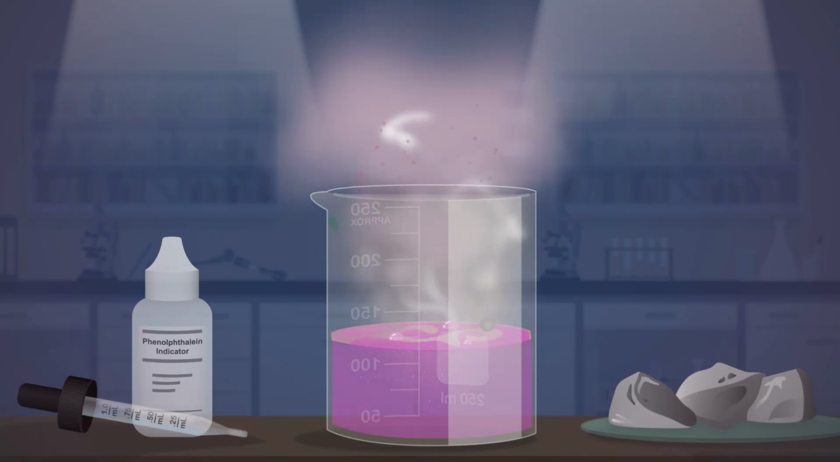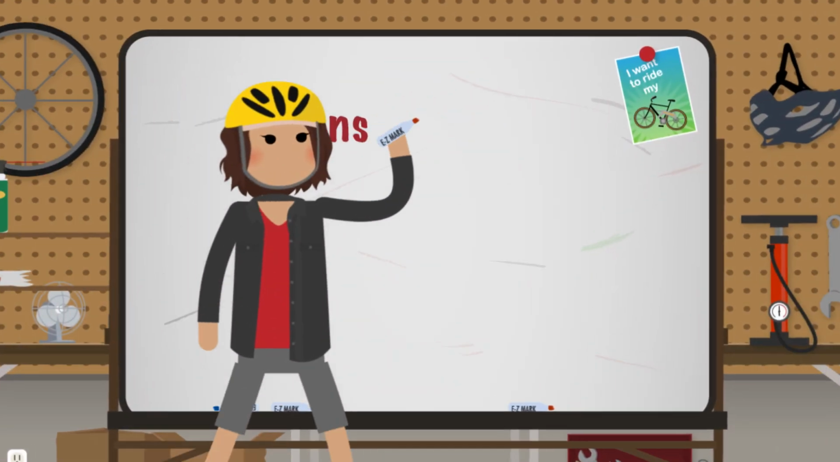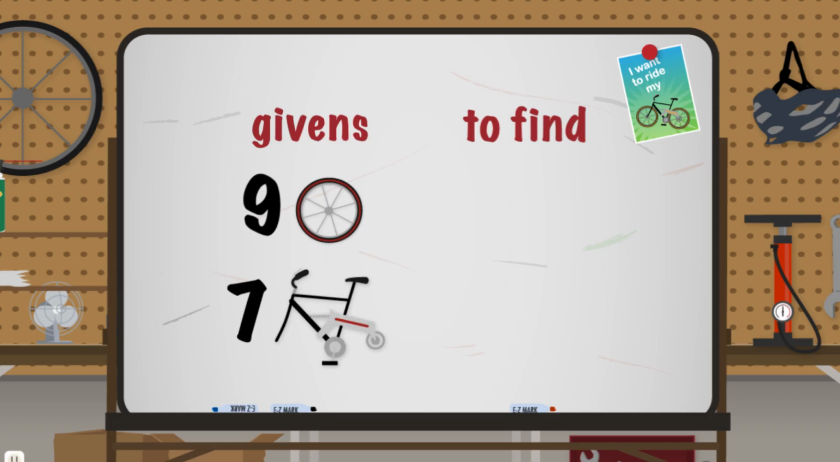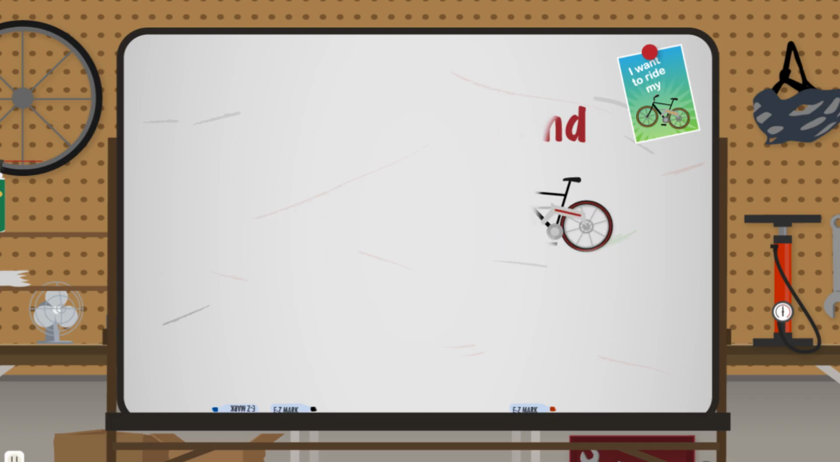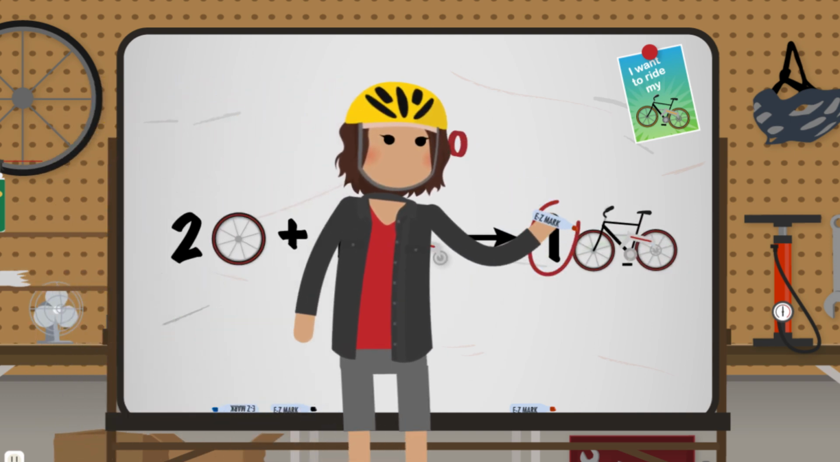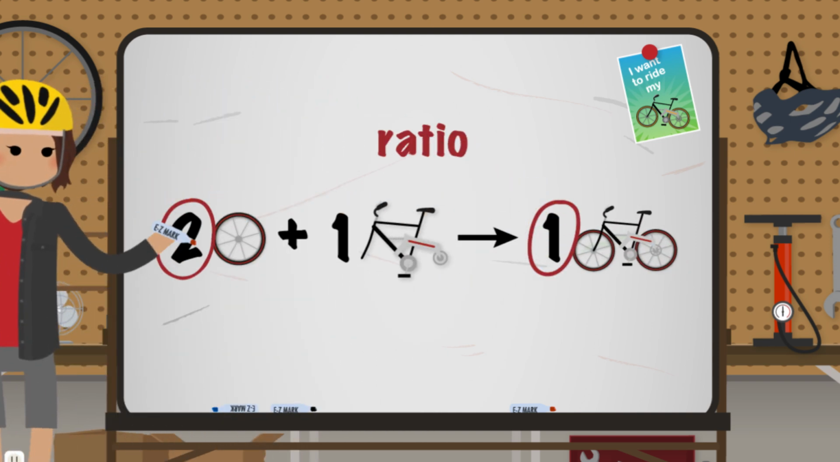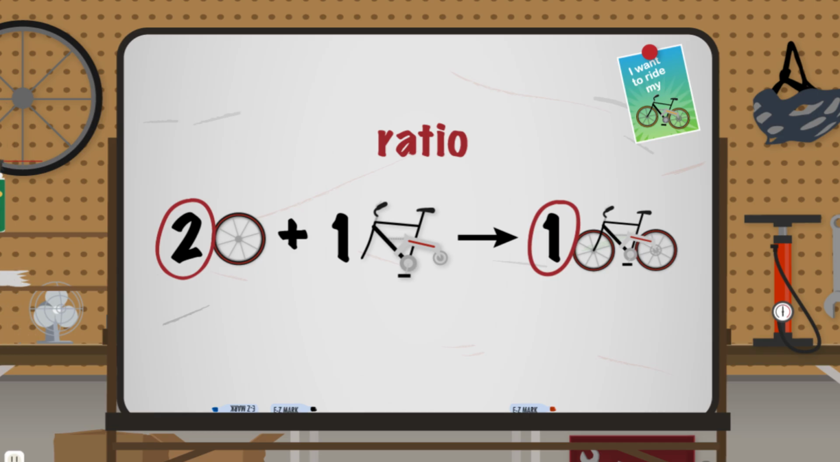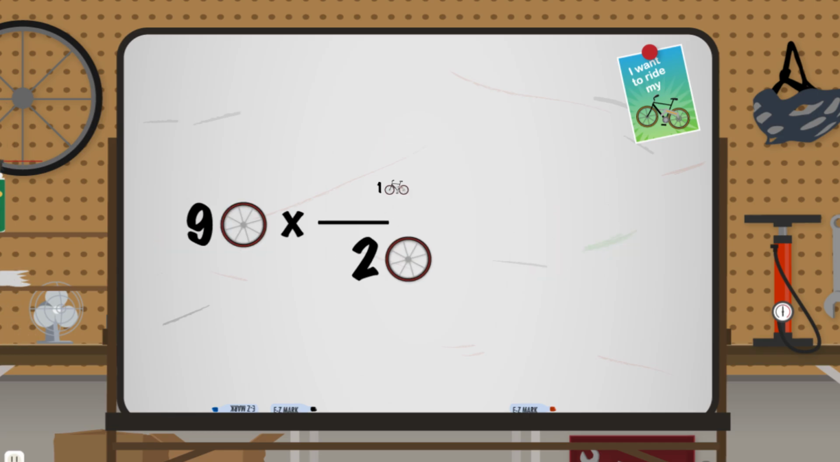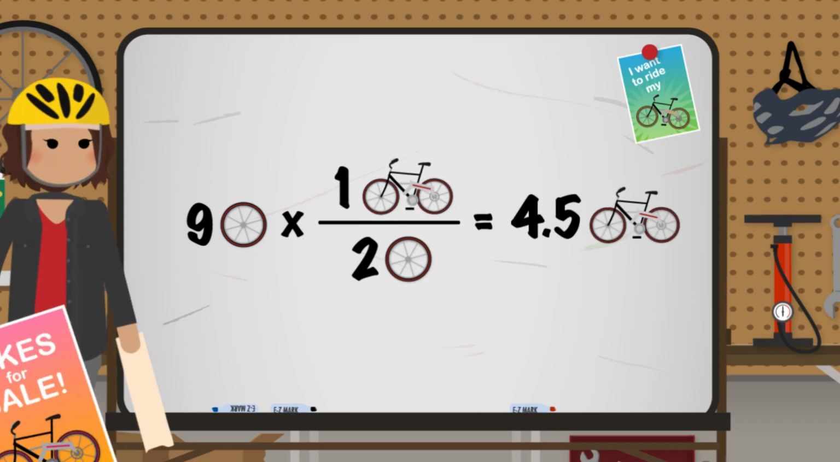Let's walk through this step by step. We'll start by writing out our reaction and plugging in our givens. 9 tires and 7 frames becomes some mystery number of bikes. We'll need to find out how many bikes we can make for each of our reactant parts individually by using the ratio between each part and a completed bike. In our original reaction, we make 1 bike for every 2 tires. So if we have 9 tires and it takes 2 to build 1 bike, we can make 4.5 bikes.